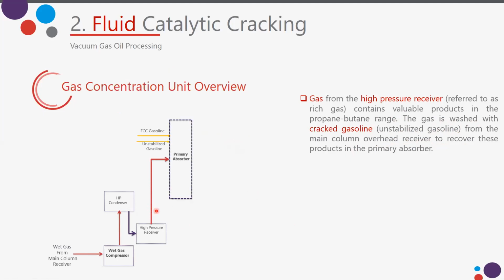So the gas from this high pressure receiver, it will enter the primary absorber. So we will have liquids flowing down and gases going up on the primary absorber. What kind of liquid we will have here? The unstabilized gasoline, that is the liquid from the accumulator in the main column that we see. This is our unstabilized gasoline that we will send to the primary absorber.